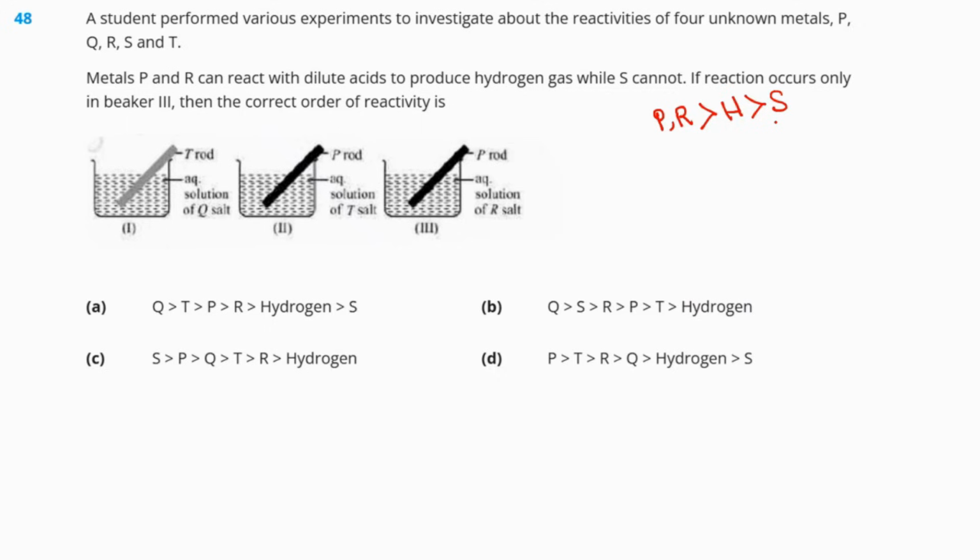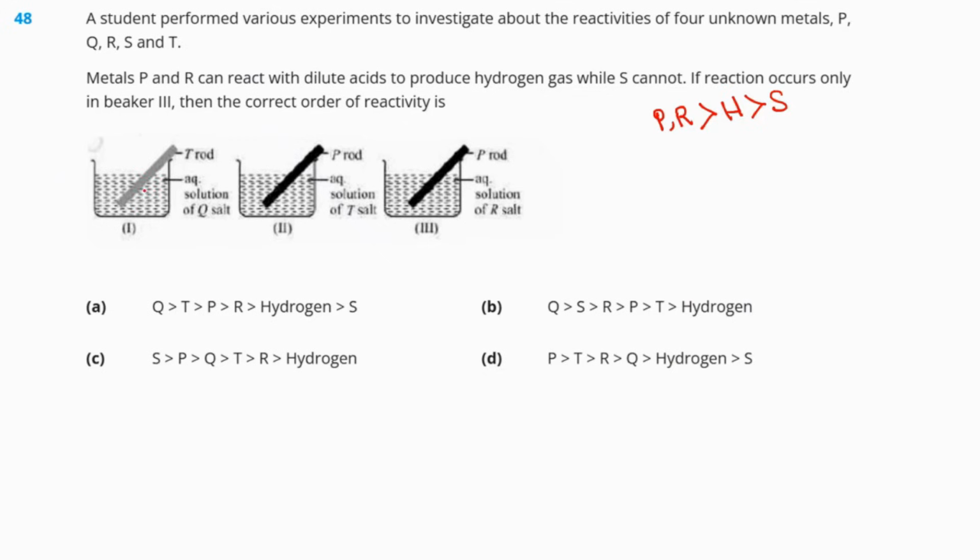Next, if we understand about the displacement reaction, this is T dot, this is P dot, this is P dot, okay. If we understand about the displacement reaction, a metal, if it is put in a salt solution of any other metal, it reacts if the metal is more reactive than the metal in the salt. Correct. So let us understand one by one, in beaker 1 first.